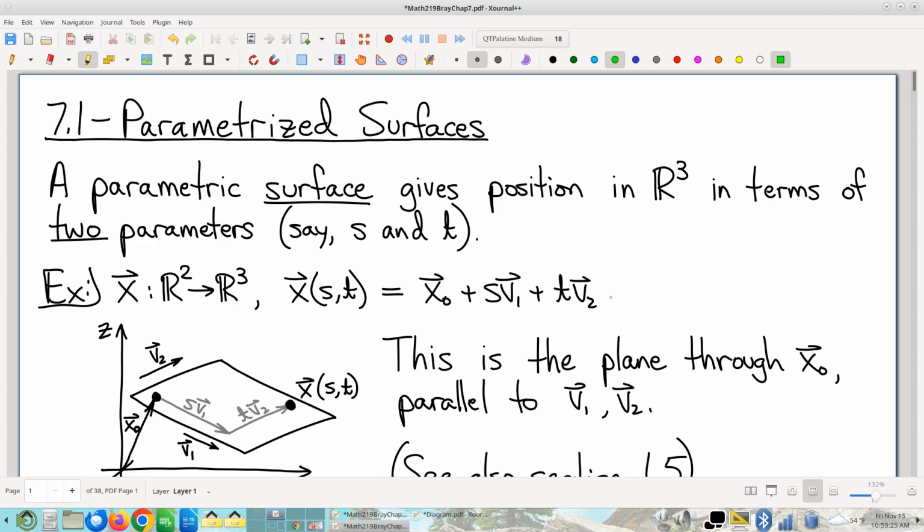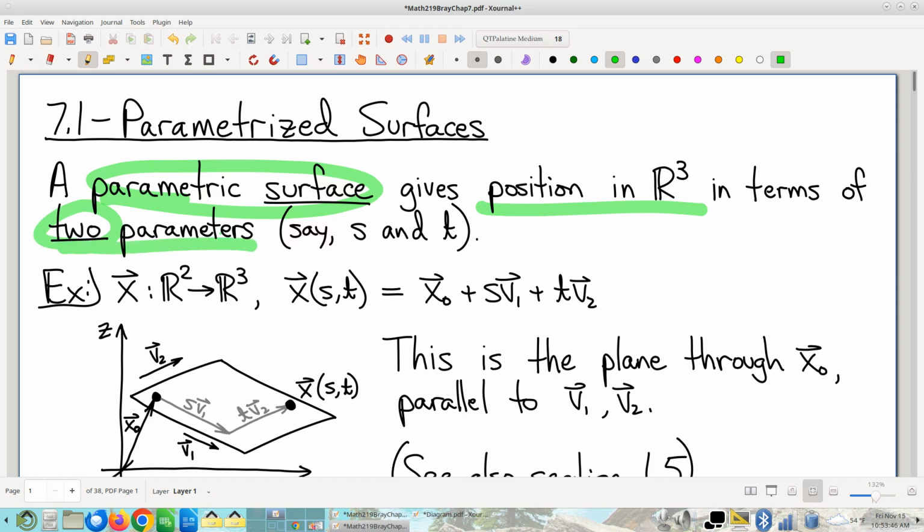So now we're going to define something called parametric surfaces. And the analogy is quite strong. Recall that a parametric curve gives position as a function of one parameter. A parametric surface gives position in terms of two parameters.